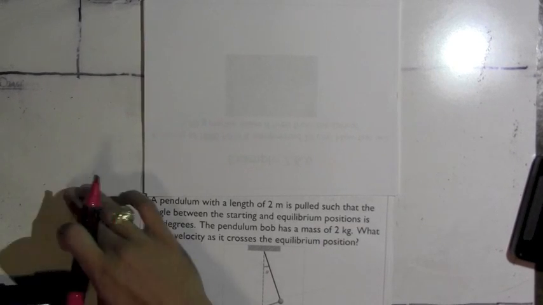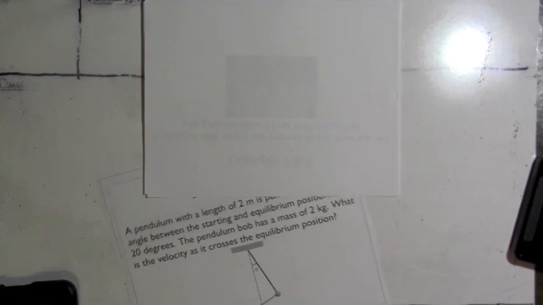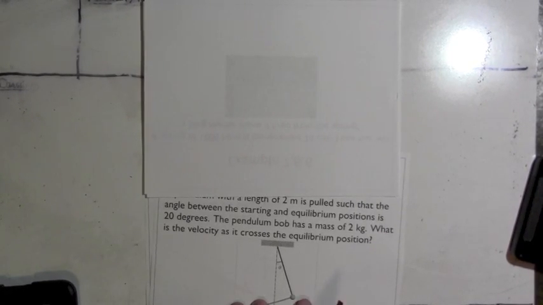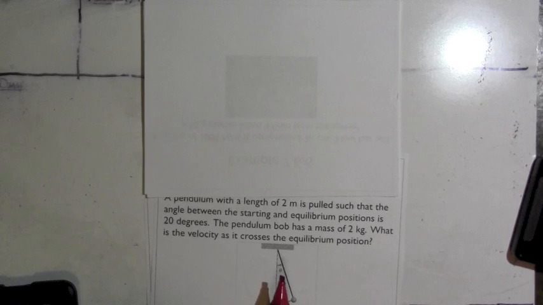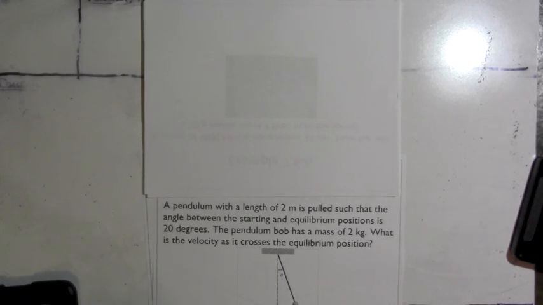This one says a pendulum with length 2 meters is pulled such that the angle between the starting point and the equilibrium position is 20 degrees. It says the pendulum bob has a mass of 2 kilograms. What is the velocity as it crosses the equilibrium position?